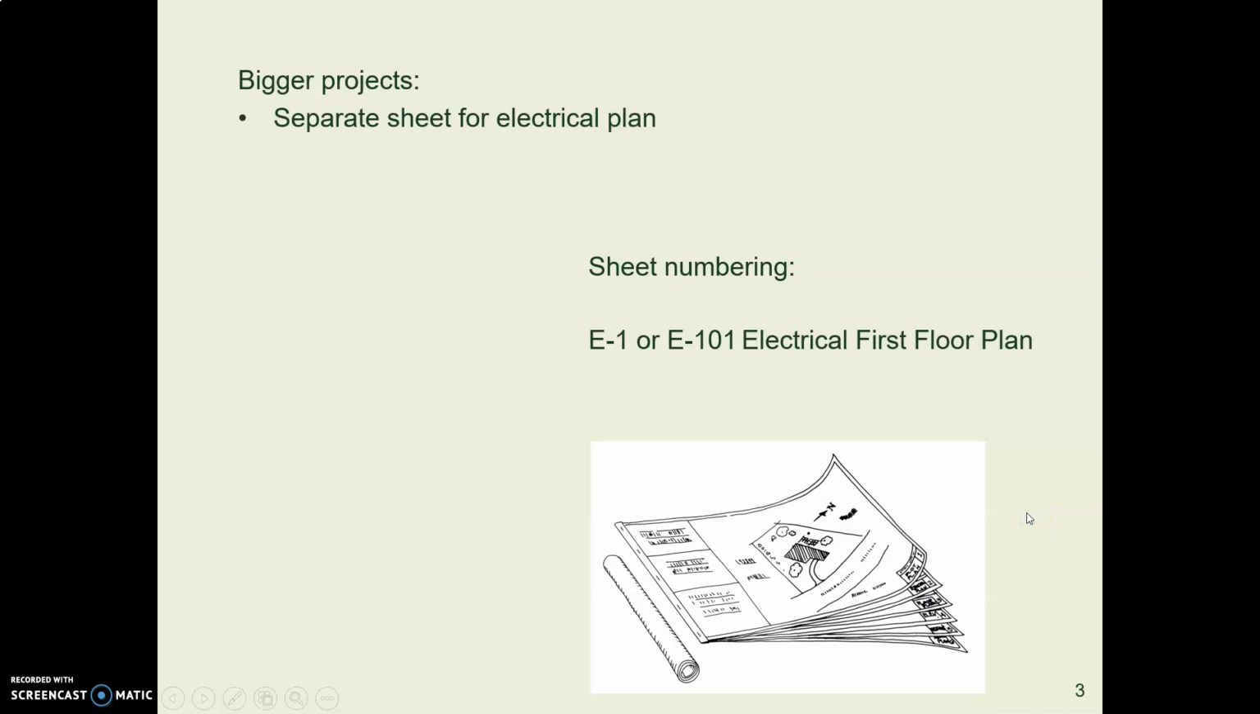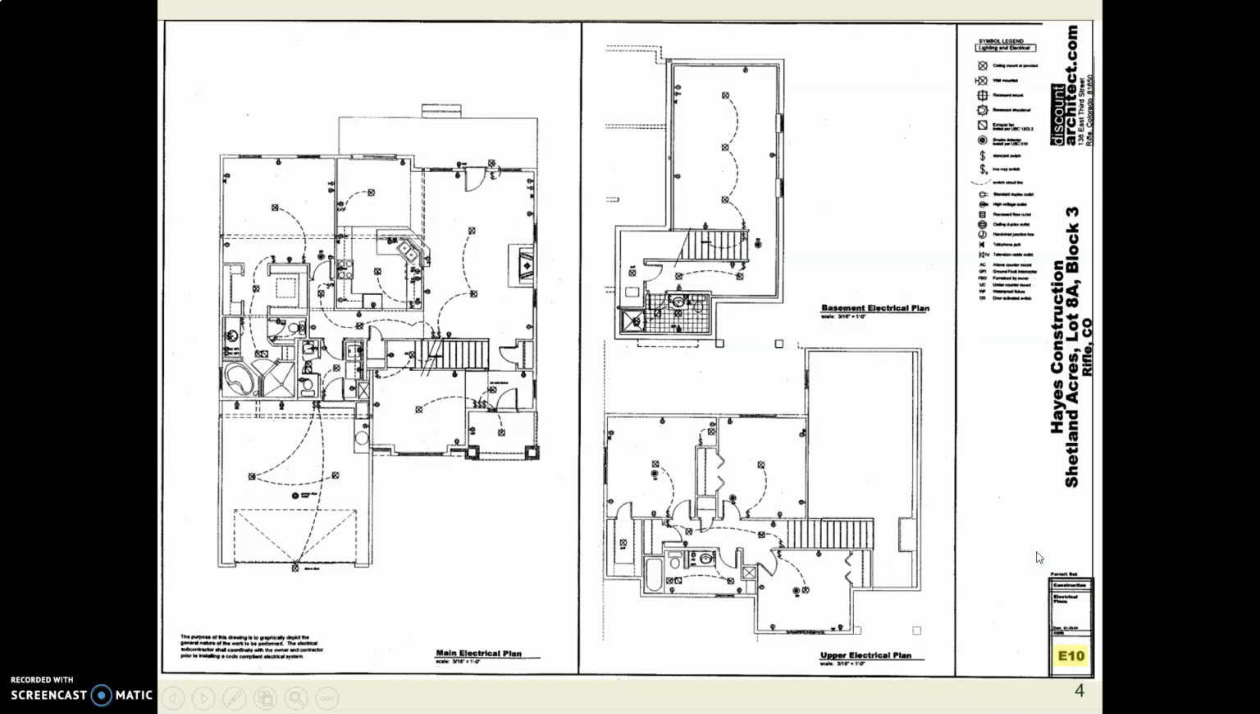If you have a bigger project, like a big house with lots of stuff going on, you probably need a separate electrical plan. And if you do, then the sheet starts with E for electrical. So your sheet might be E1 or E101. Here's an example. This one is clearly a bigger house, so it's got its own electrical plan.